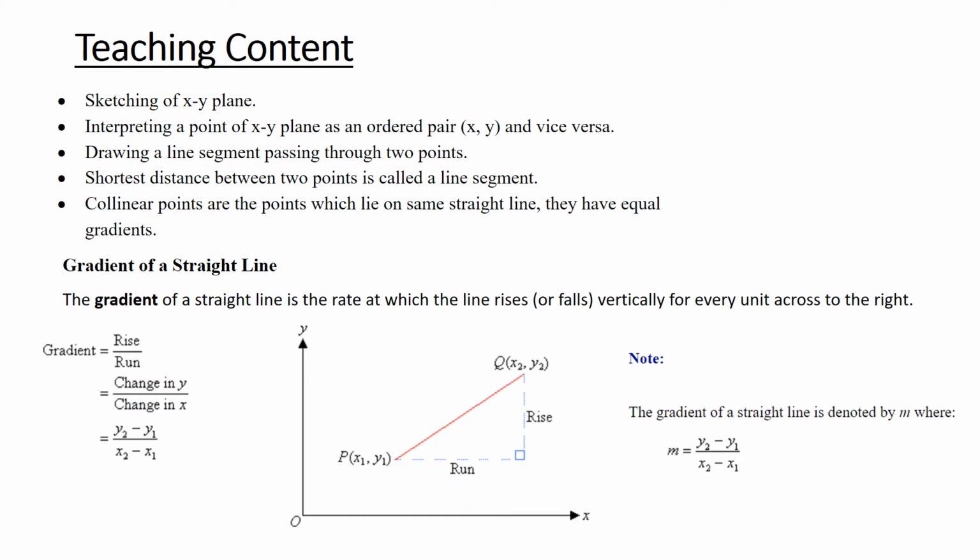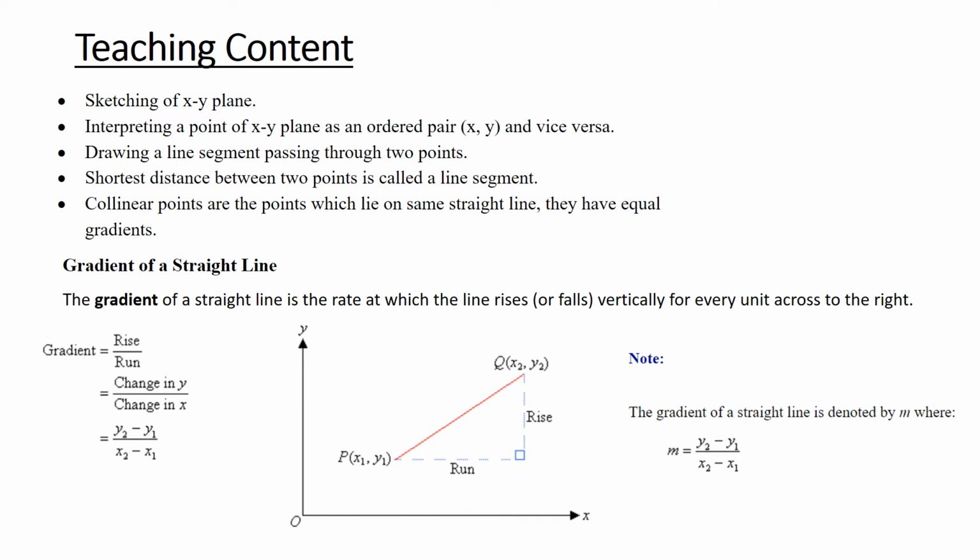Teaching content now. Sketching of the xy plane, interpreting a point of the xy plane as an ordered pair (x, y) and vice versa. Drawing a line segment passing through 2 points. The shortest distance between 2 points is called a line segment. Collinear points are the points which lie on the same straight line. They have equal gradients.